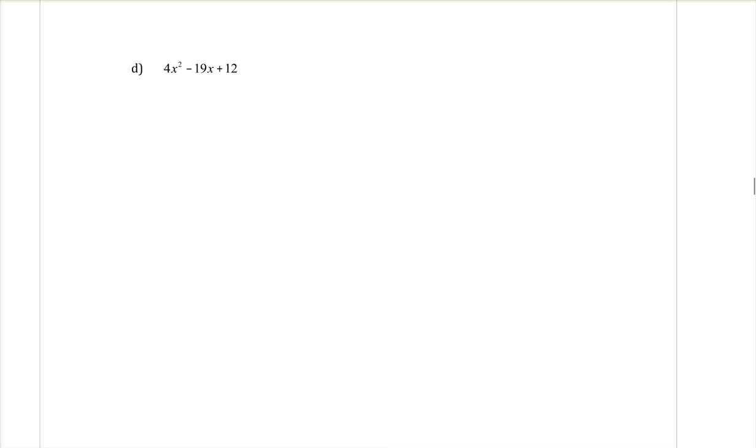And D, let's do it one more time. First of all, let's times the 4 with the 12, which is 48. It's positive, so the two numbers have to times to give a positive 48. And the number in the middle, that negative 19, my two numbers have to add to give that. Thinking caps, there's quite a few factors of 48. Do you want to have a try? Can you think of them?